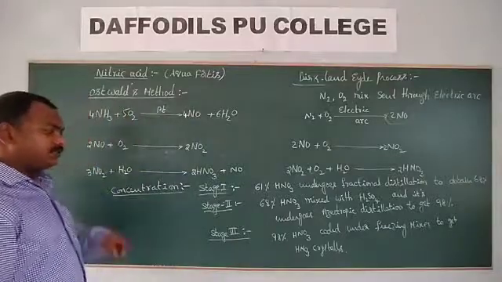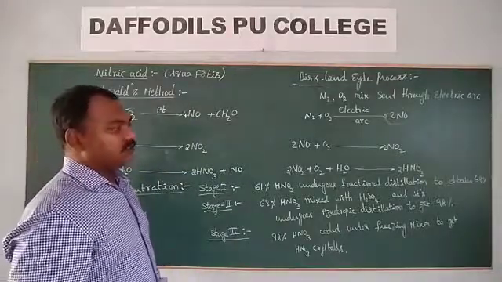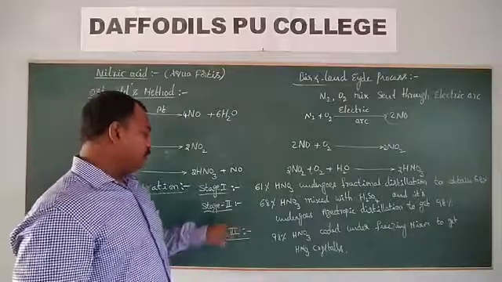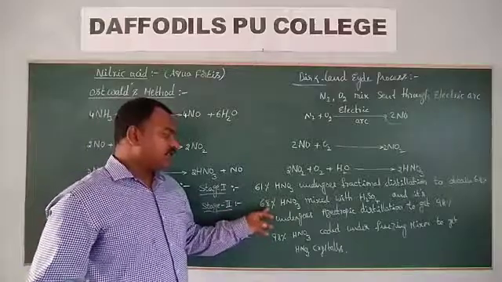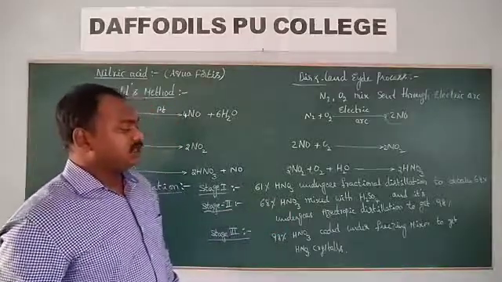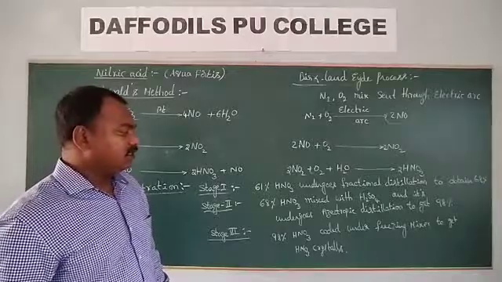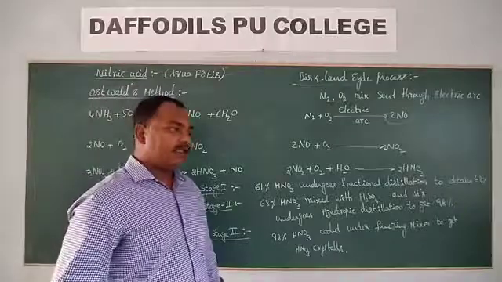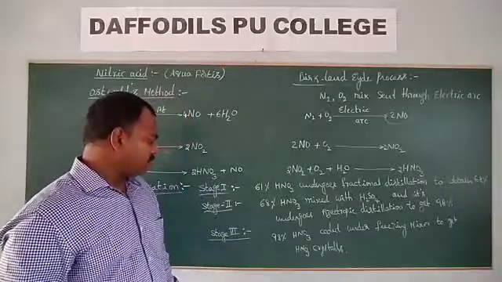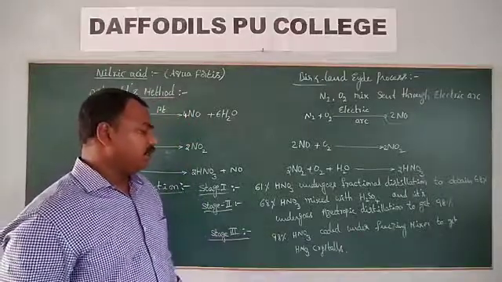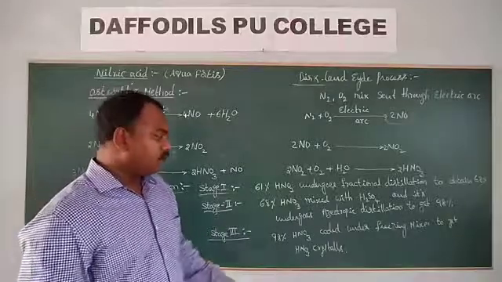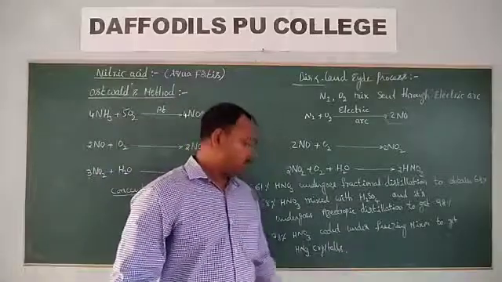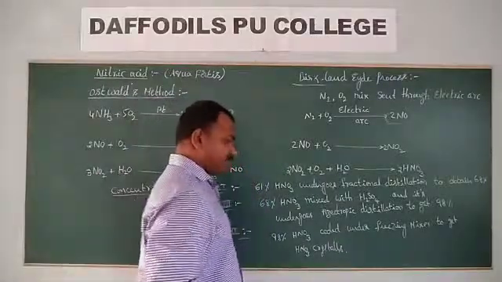So first, 61% nitric acid undergoes fractional distillation to obtain nearly 68% nitric acid. In the second stage, this 68% nitric acid is mixed with sulfuric acid and subjected to azeotropic distillation to obtain nearly 98% HNO3. This 98% HNO3 on cooling with freezing mixture gives HNO3 crystals.